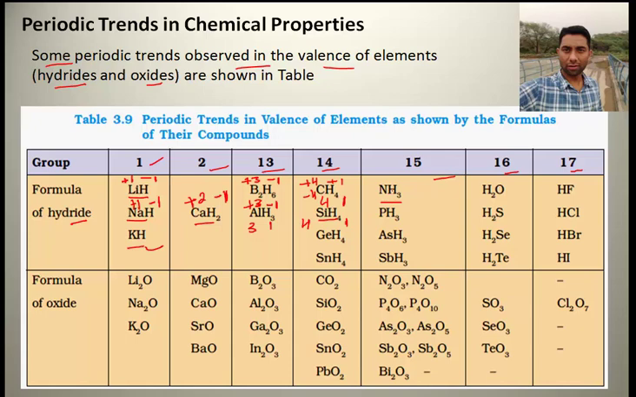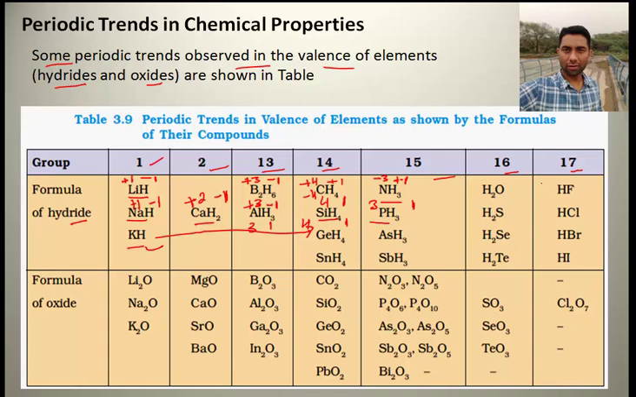Now for nitrogen, this is ammonia. Nitrogen will show -3 oxidation state and +1 for hydrogen. This is about oxidation state. Valence will be 3 and 1, right? That means valence increases maximum up to the middle, and then it goes on decreasing. For phosphorus, phosphine, again the same, that is 3 and 1. So I think it's clear to you now.